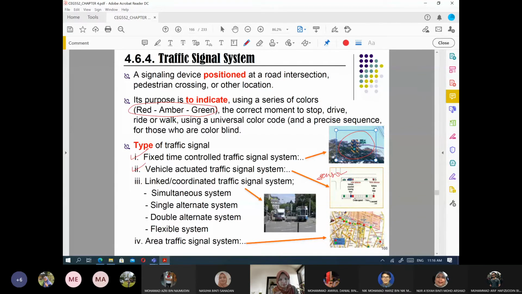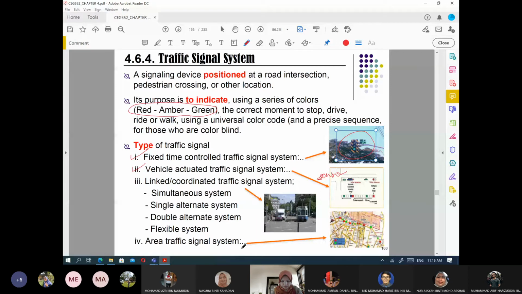Kalau tak ada, katalah for half an hour they don't have any vehicle passing on the minor road, so all those half an hour will be given to the major road, green time. Okay. And then the last one is a link or coordinated traffic signal system, simultaneous system. Ini kita tak, di Malaysia kita tak guna lah. Okay, kita hanya ada 1 dan 2 saja, right?